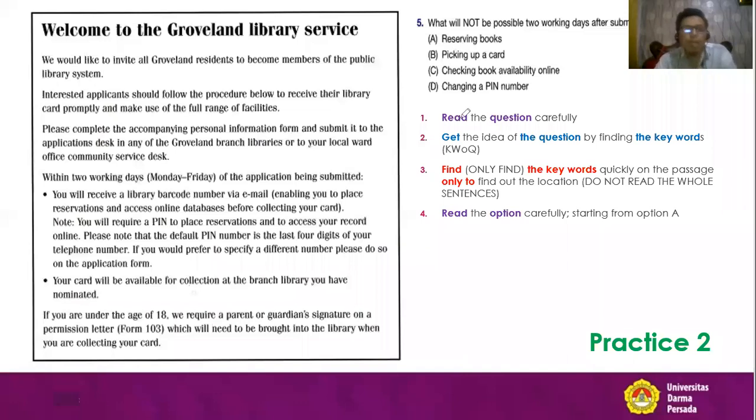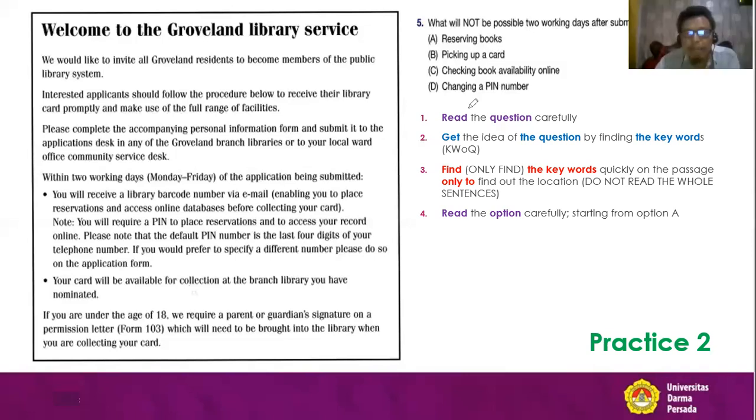Okay. What about checking book? Let's see, checking book. Okay. Access online databases. So access databases, that means checking book. And then online, right? So this one matches, yeah, okay, but not the answer.